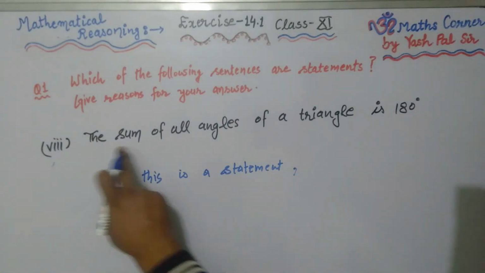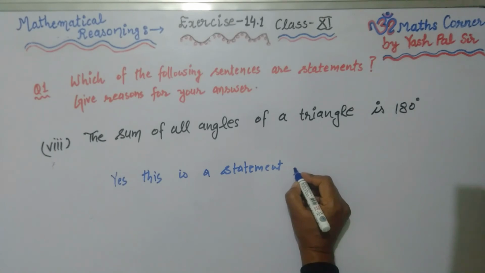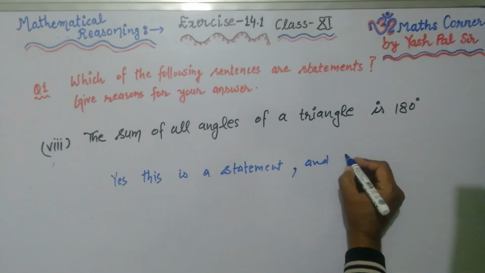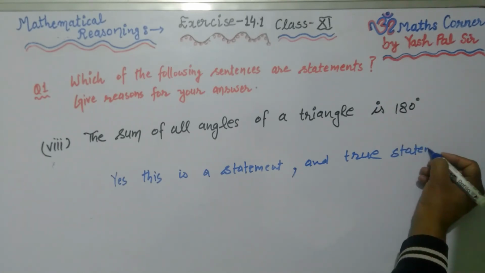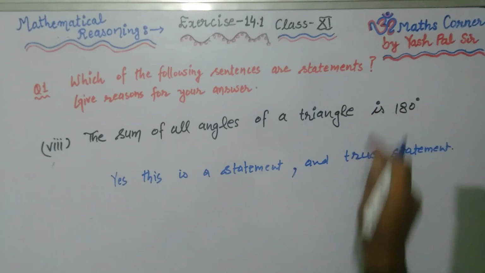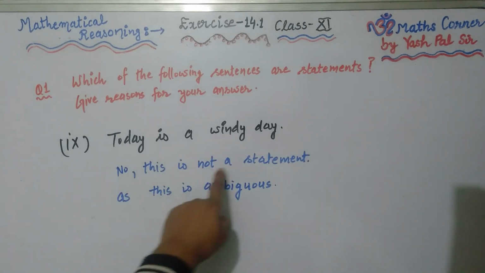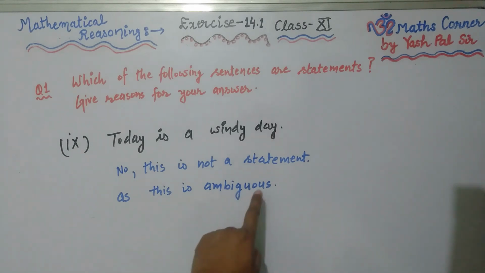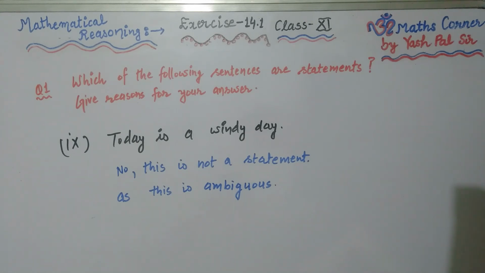Similarly, we have: The sum of all angles of a triangle is 180 degrees. Yes, we know this is true. Yes, this is a statement and a true statement, because this is true. Next question is: Today is a windy day. Again this is creating confusion. No, this is not a statement, as this is an ambiguous sentence. We cannot declare that today is a windy day.